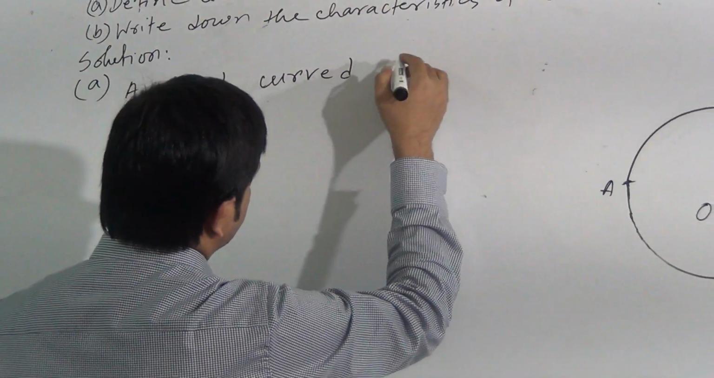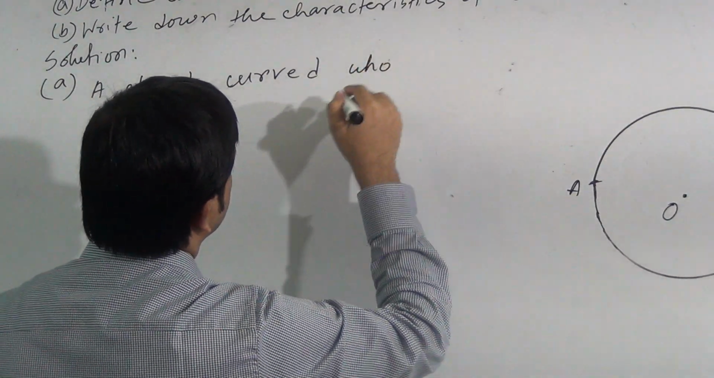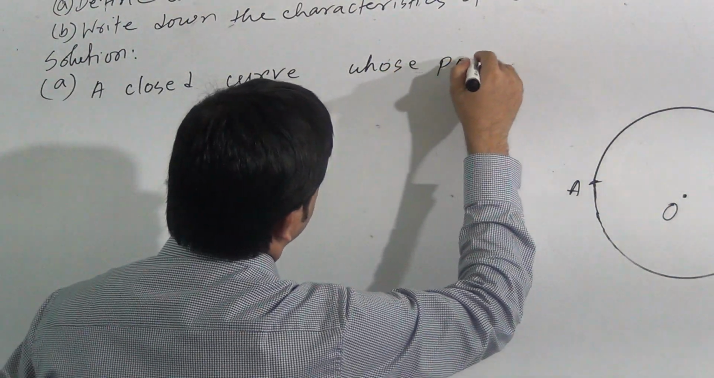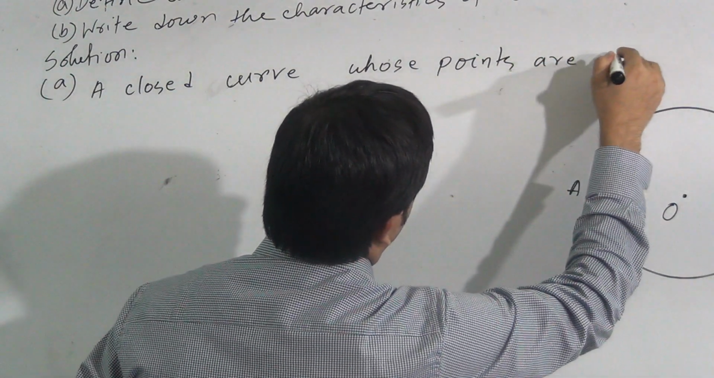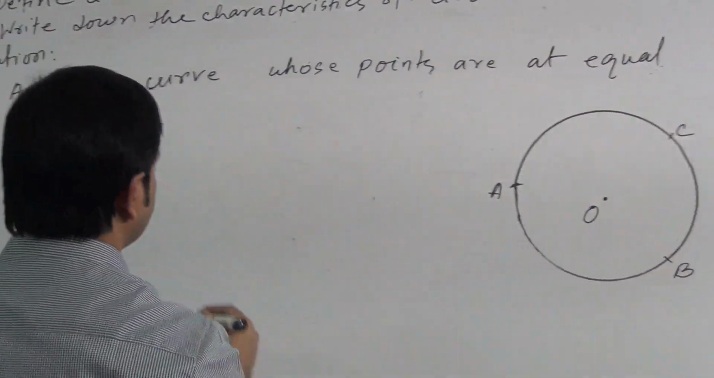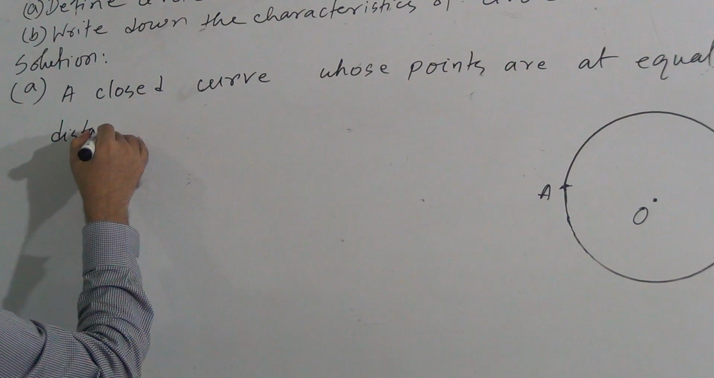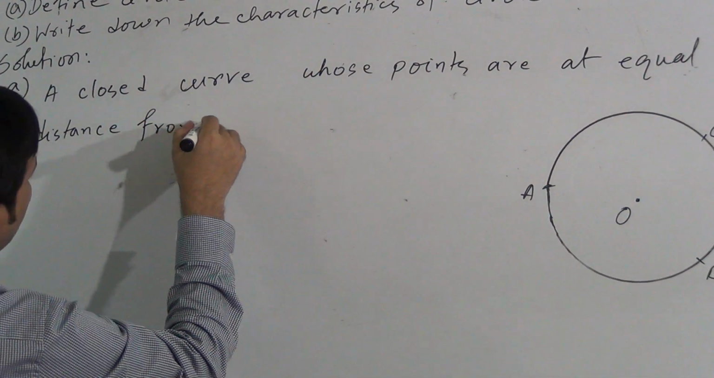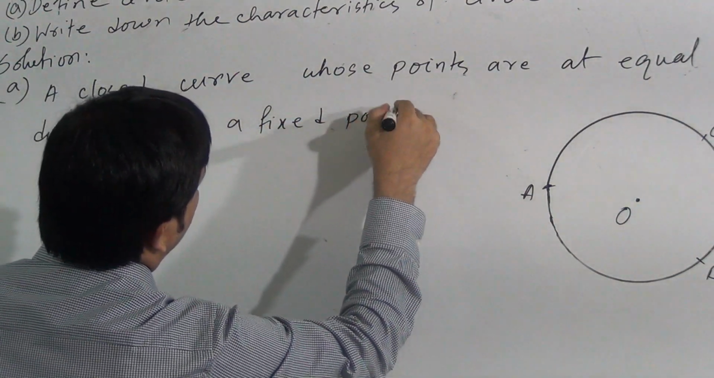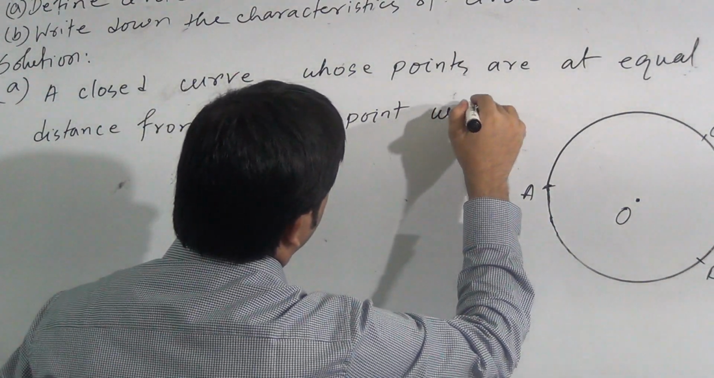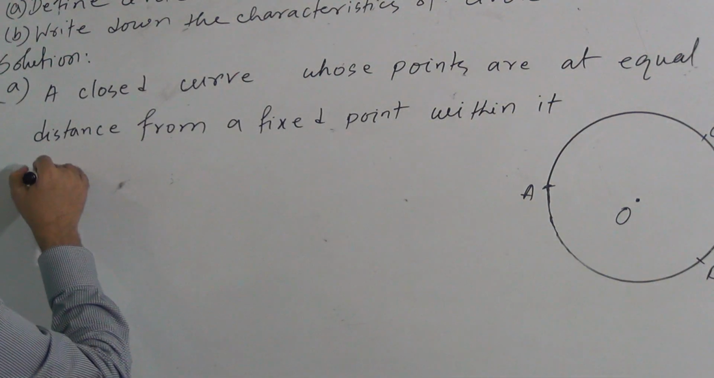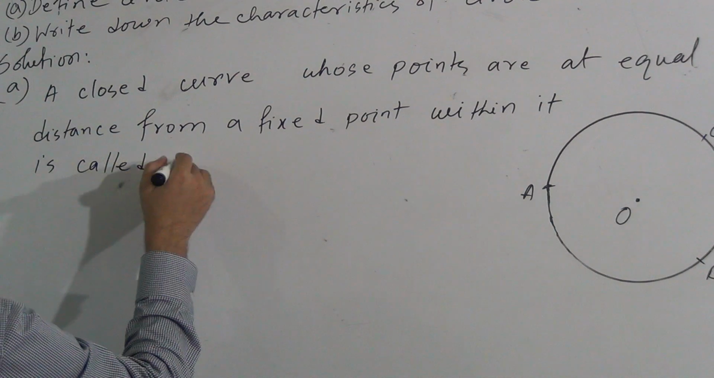whose points are at equal distance from a fixed point within, it is called a circle.